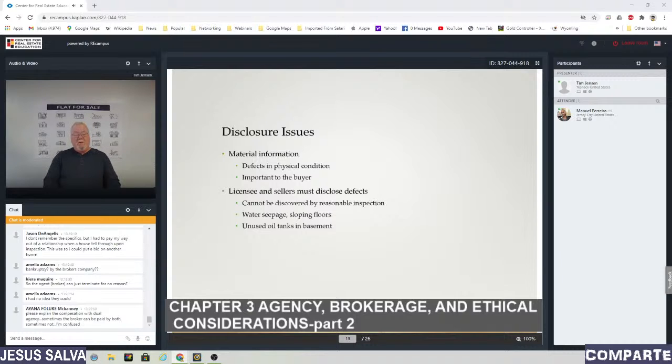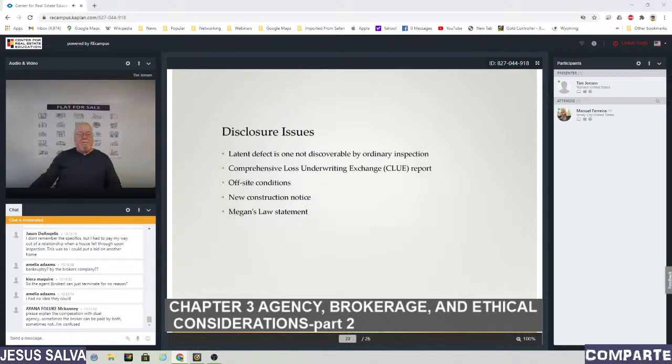But water seepage and sloping floors are clear indicators of a defect in the property. What about underground oil tanks, and if they're used or unused? Do they even know they have them? Buyers should do a home inspection to confirm or disavow all this information through the inspection procedure.